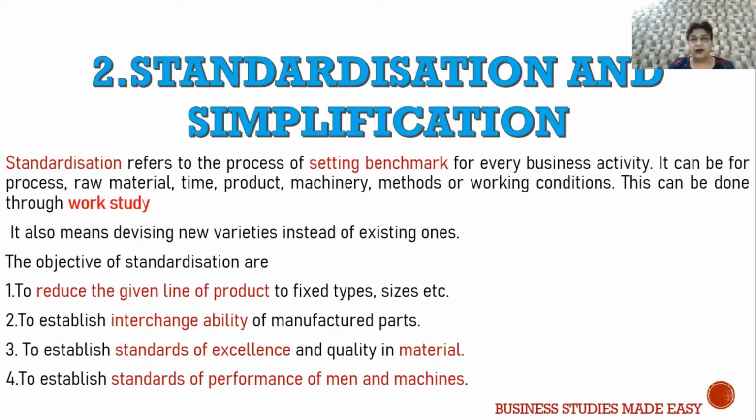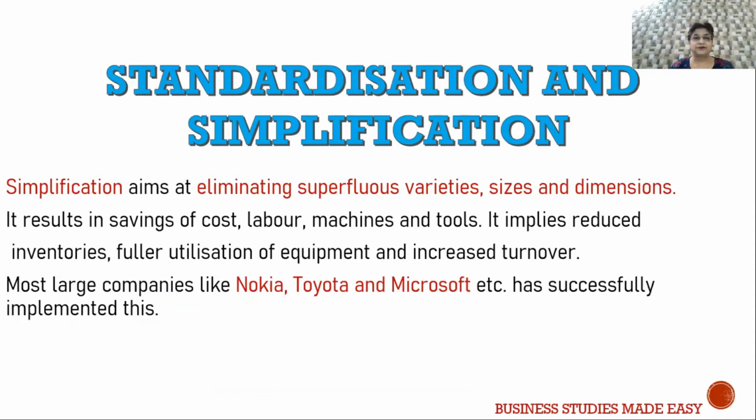Now let us do the second part of this, that is simplification. Simplification means eliminating superfluous varieties, sizes and dimensions. So he said, suppose you're making a car. Manufacturer is making a car. In that car, 50 types of nuts and bolts are fitted. Now, what happens is that the worker gets confused as to which nut and bolt has to be fitted where. Suppose he fits them all wrong. Then in that case, what will happen to the car?